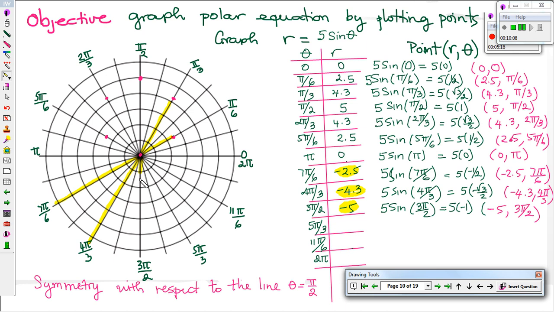So I'm going to look for 3 pi over 2. So this is the terminal side of 3 pi over 2. But since r is negative, we cannot plot the point on the terminal side of 3 pi over 2. We have to look in the opposite direction. So this will be the point that we're looking for here.